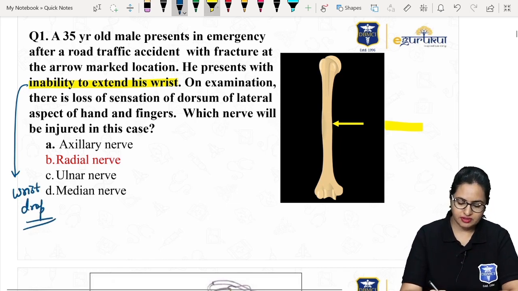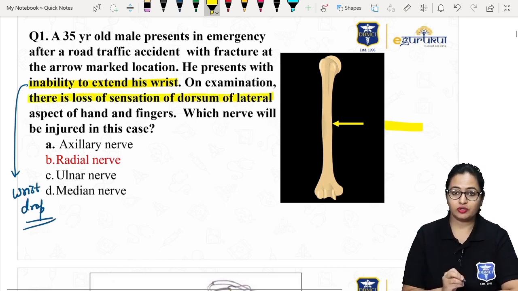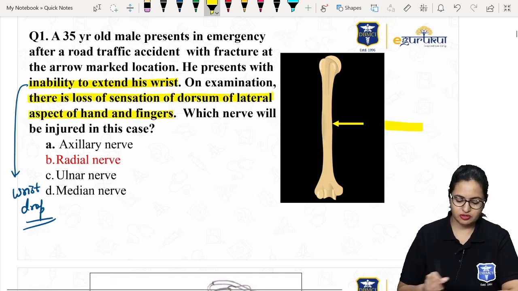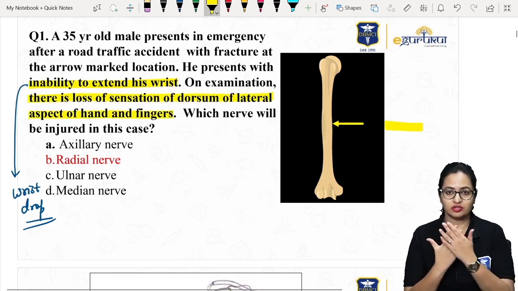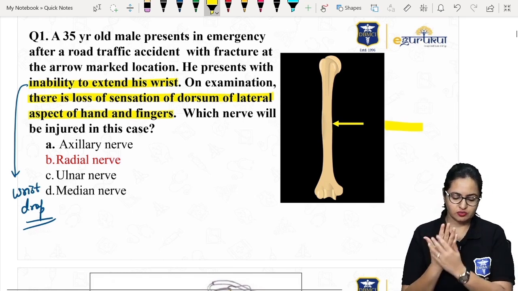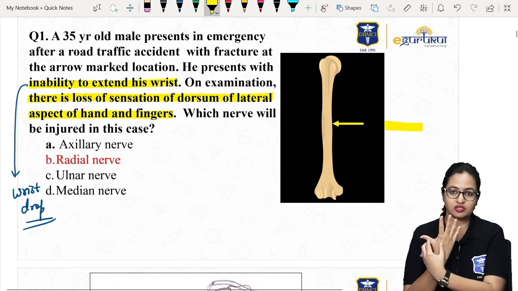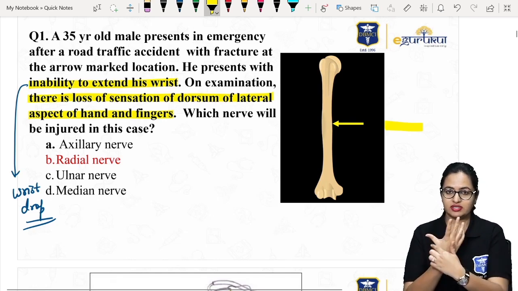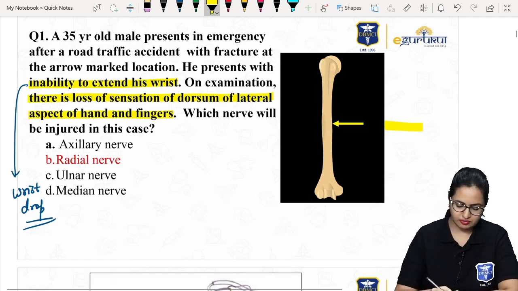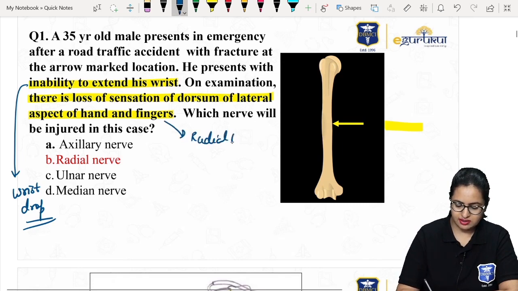Then apart from this, on examination there is loss of sensation of dorsum of lateral aspect of hand and the fingers. So if we say this is the dorsum of hand, it is saying the lateral aspect of the hand and the fingers towards this side, and we know the skin of this area is supplied by radial nerve. So this sensory loss is pointing towards the radial nerve.